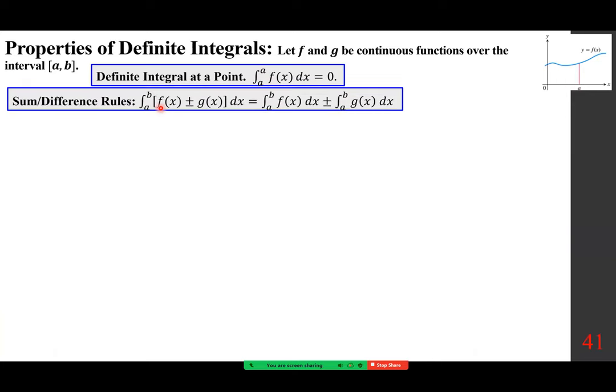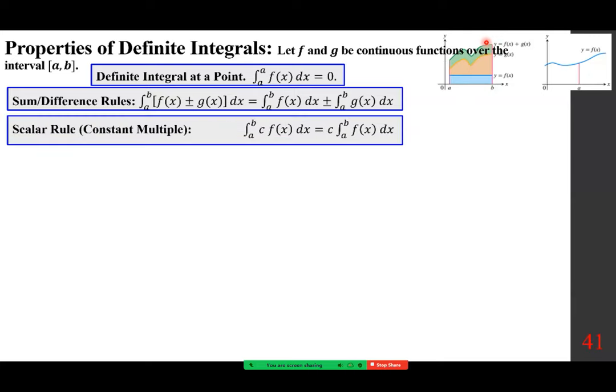Number two, the integral of f of x plus or minus g of x dx, as it goes from a to b, we can cut into two pieces as we did with differentiation. Simply put, if this is f of x and this is g of x, this one is the area under the curve for f, assuming both of them are positive. This is the area under the curve for g of x. So if you put them together, it goes up by this much. So you add them up. Geometry can show that.